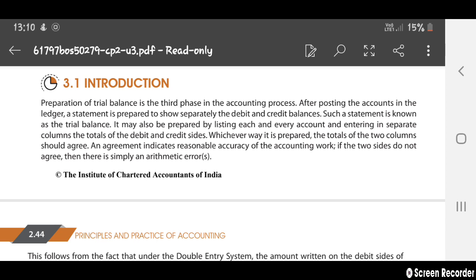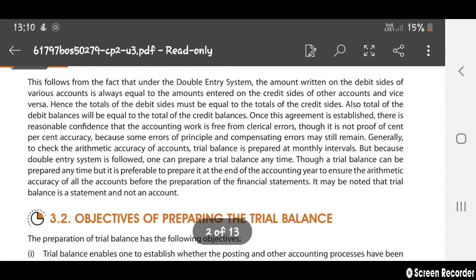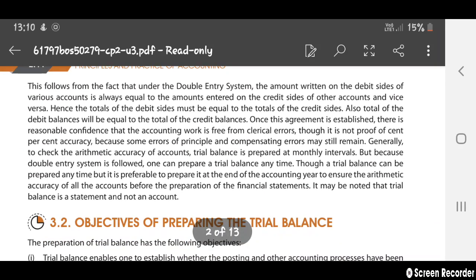If the two sides do not agree with each other, that is, the debit and credit sides do not come out equal, then there may be simply an arithmetic error. This follows from the fact that under the double entry system, the amount written on the debit side of the various accounts is always equal to the amount entered on the credit side.